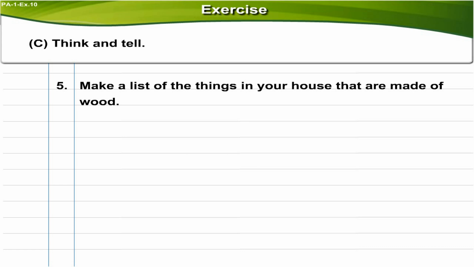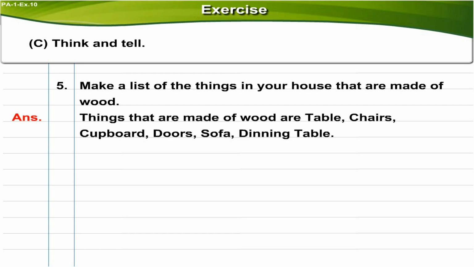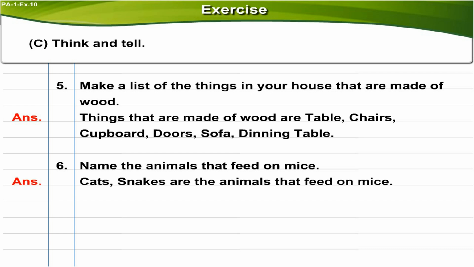Number 5. Make a list of the things in your house that are made of wood. Answer. Things that are made of wood are table, chairs, cupboard, doors, sofa, dining table. Number 6. Name the animals that feed on mice. Answer. Cats, snakes are the animals that feed on mice.